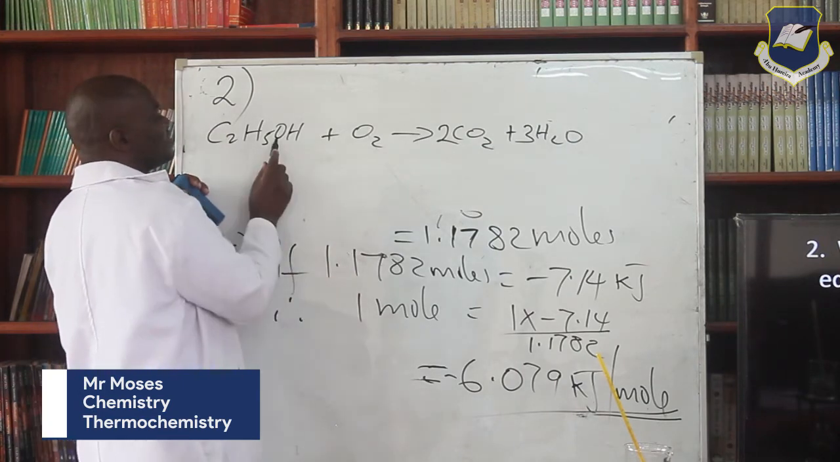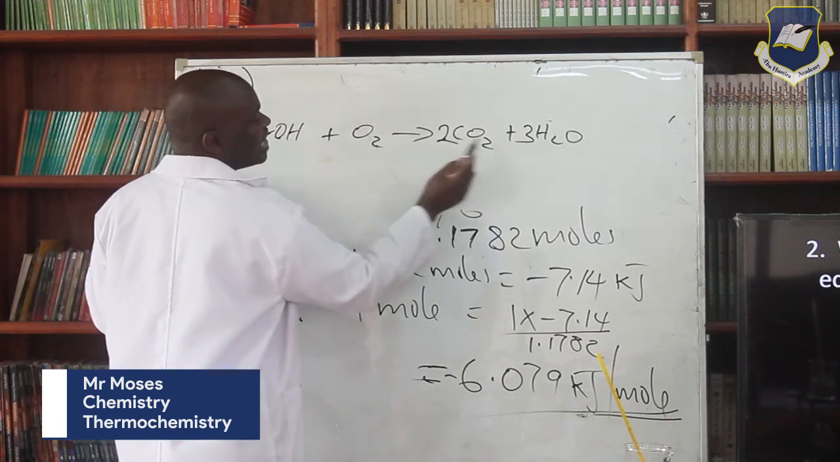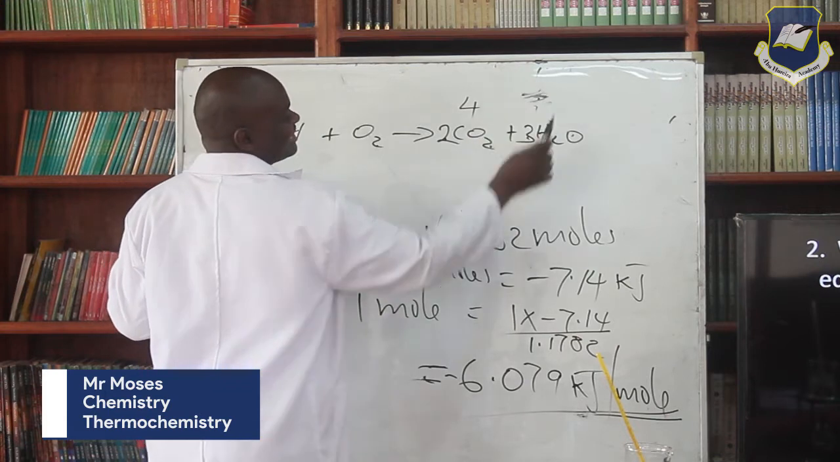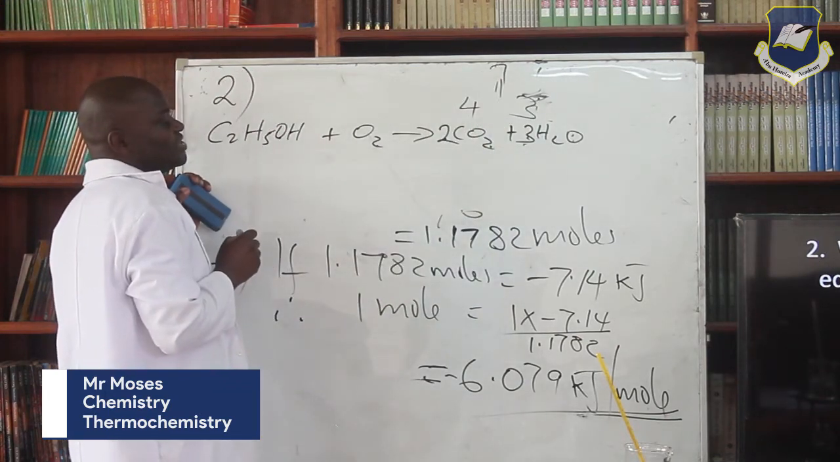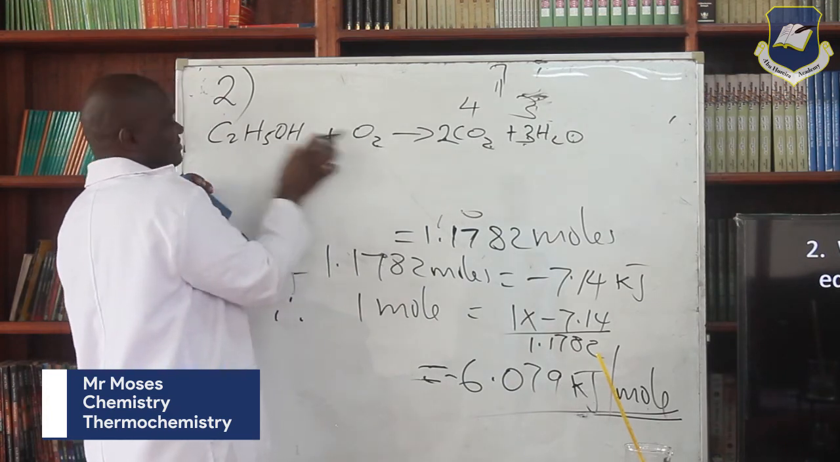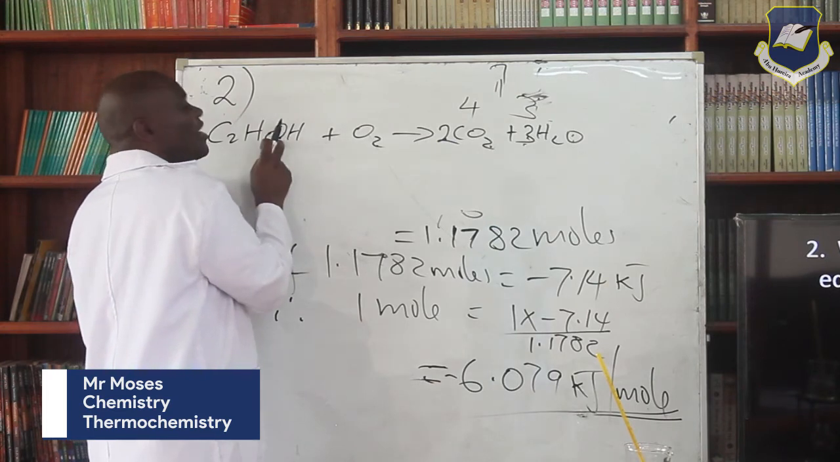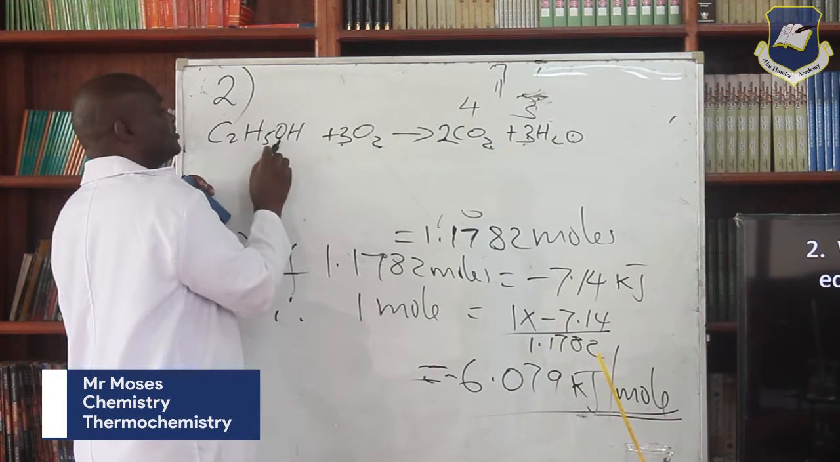Let us balance oxygen. We have 1 oxygen plus 2, those are 3. This side we have 2 times 2, 4 oxygen plus 3, these are 7 oxygen. So to maintain this number, there's 1 already here, so we need 6. 3 times 2 is 6, plus 1 is 7.